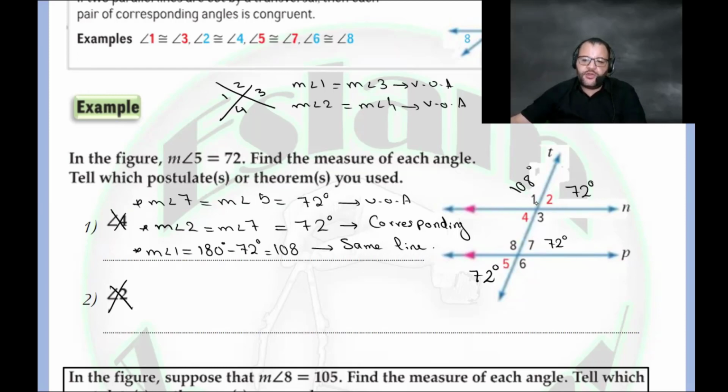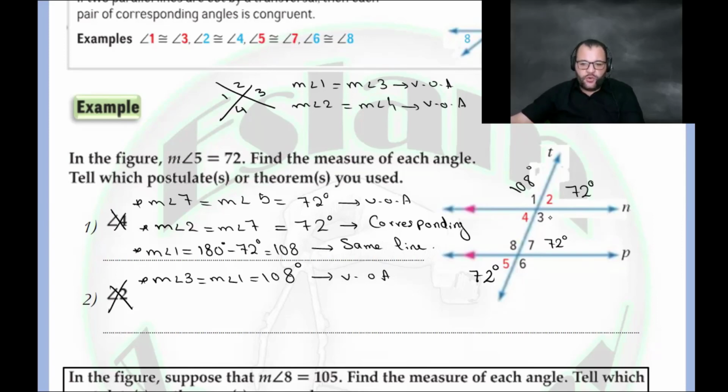I need another one. Use angle 1 to find any other angle. Angle 3 is also 108 because they're vertical opposite angles. The measure of angle 3 equals the measure of angle 1 equals 108, vertical opposite angles. Okay. I need another one.